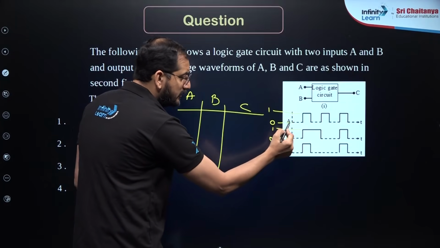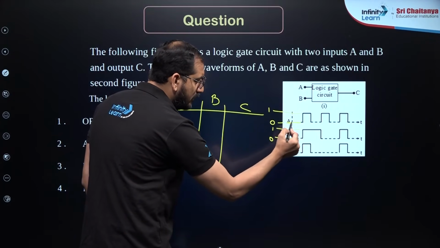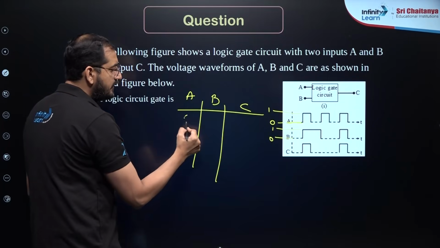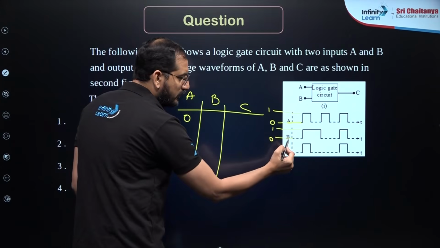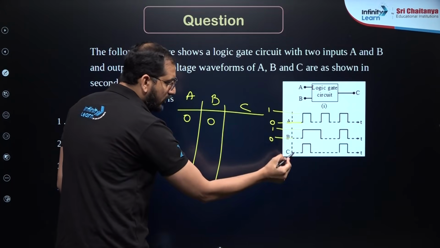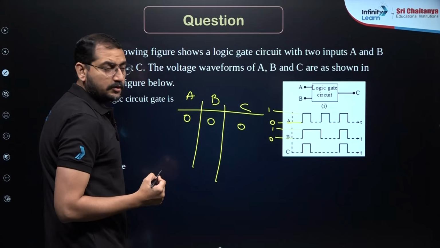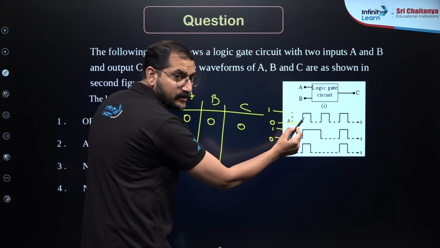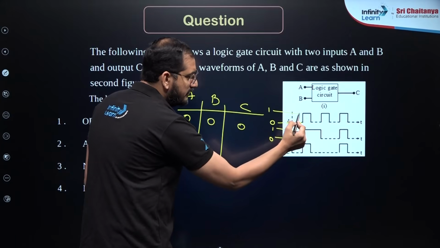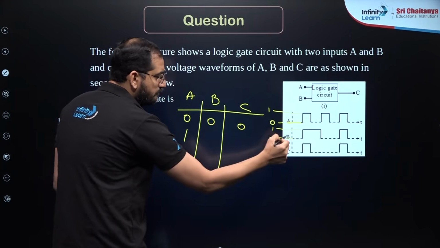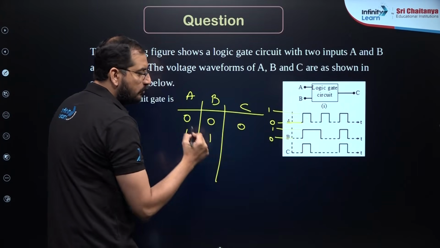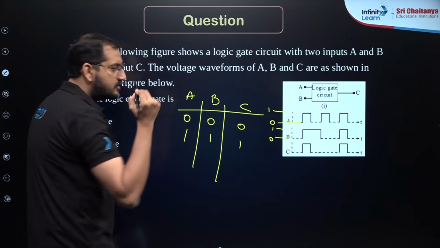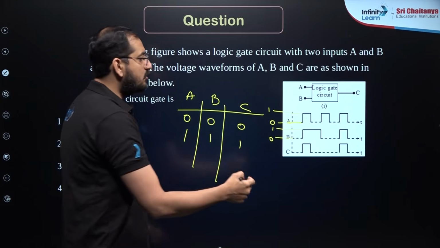So for A, the first line is coming over here, which is at the 0 level. So we'll mark over here 0. For the B, again it is 0, and for the output, we are getting 0, right? I hope you have understood how we are writing it. Let's move on to the next step. A corresponds to 1, B also corresponds to 1, and C also corresponds to 1. Let's move on to the next step.